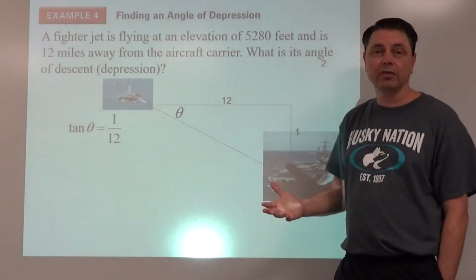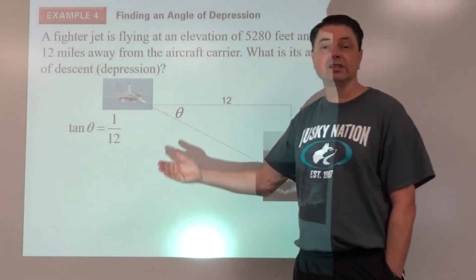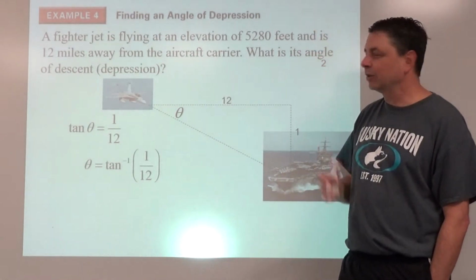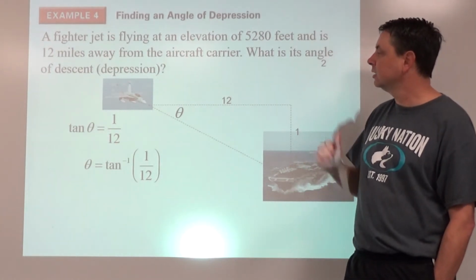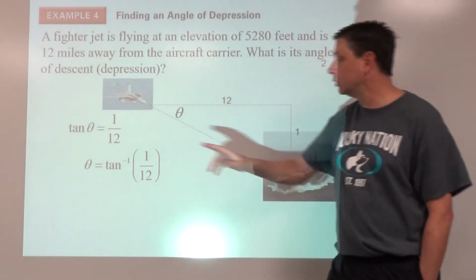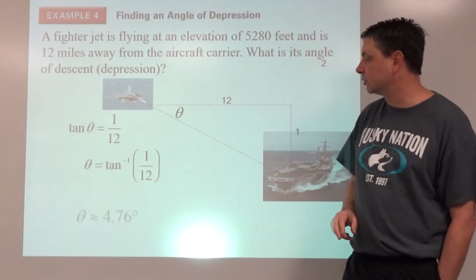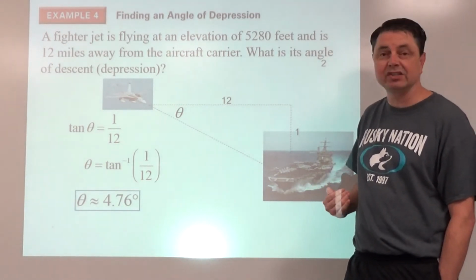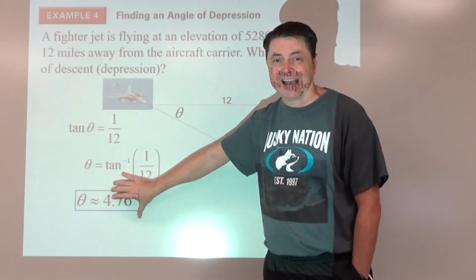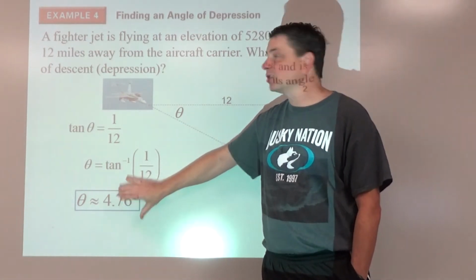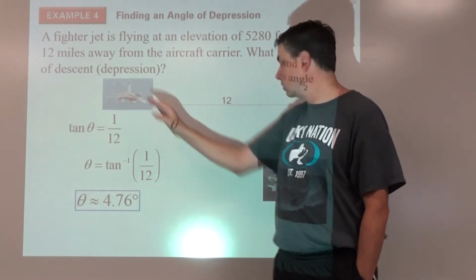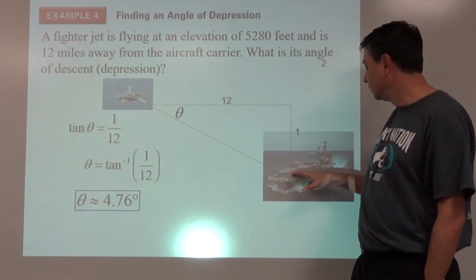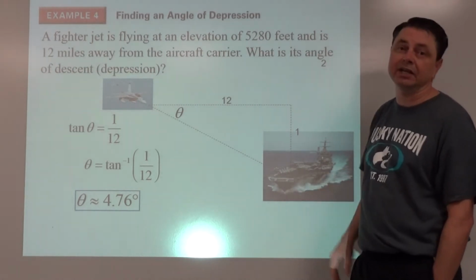We want to solve for theta. To get rid of the tangent, we're going to do inverse tangent on both sides. And again, we probably want to be in degrees here, so make sure your calculator's in degree mode. Inverse tangent of 1 over 12. We're going to get an angle of depression of about 4.76 degrees. We want to be pretty exact on that because the fighter needs to land on a pretty specific spot. We don't want them missing by 50 feet and landing in the ocean.